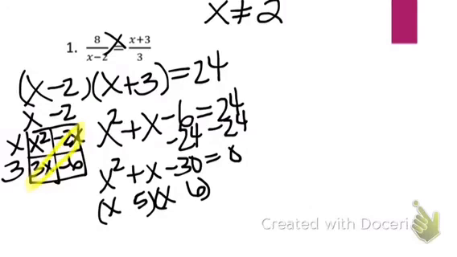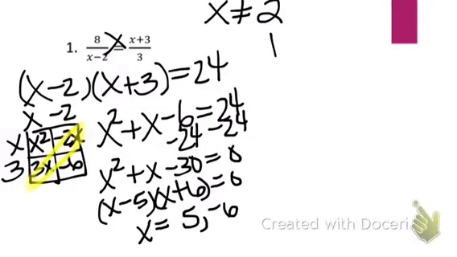And in order for it to be a positive 1, it's going to have to be a positive 6 and a negative 5. Now, I just need to solve for x. Set both of those factors equal to 0. That will give me 5 and negative 6.